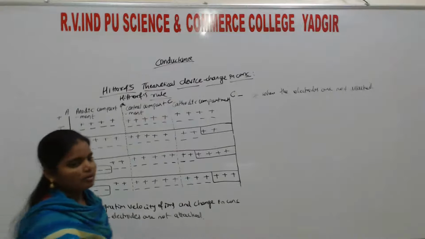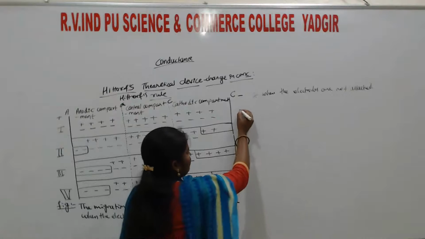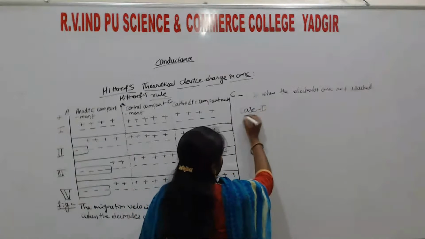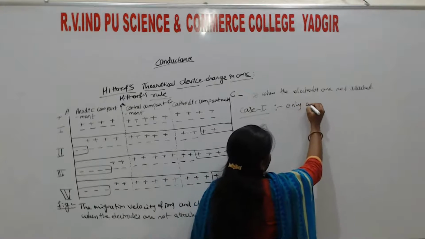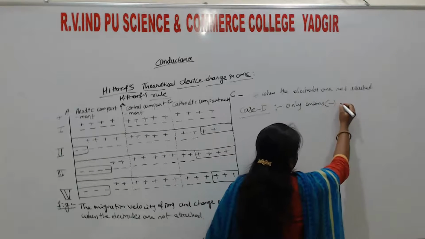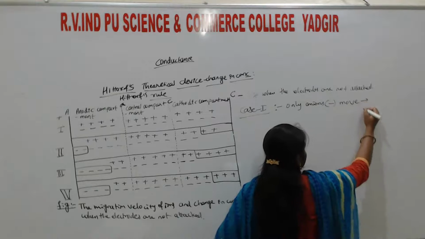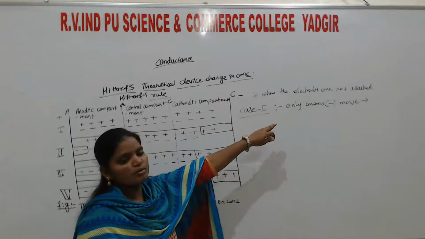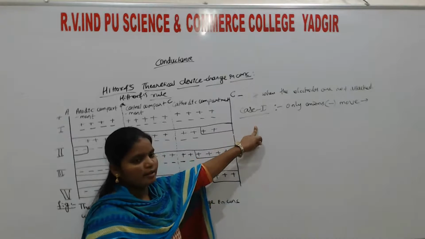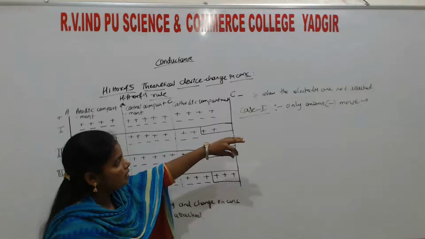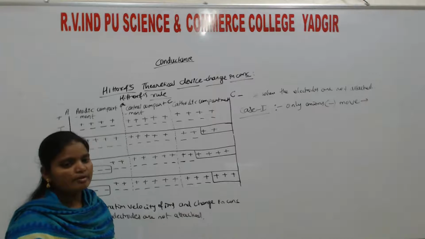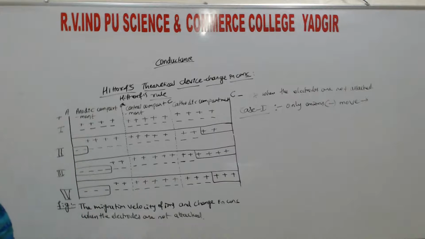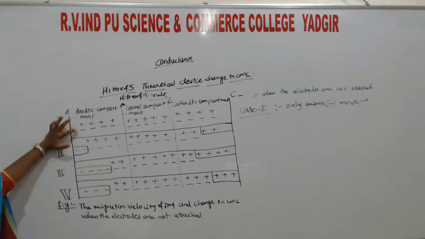Case first is that only anions move. The second case is that both anions and cations move. And the third case is that cations move two times as fast. Here in the first case, only anions move.